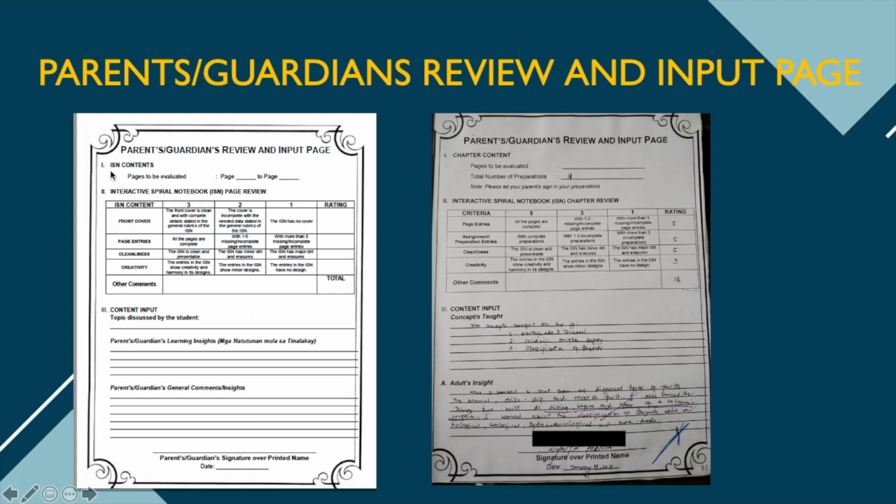There are three parts: the ISN contents, interactive spiral notebook review page, and the content input. You will let your parents review first your interactive spiral notebook, following the rubrics present in this form. After that, you will be teaching your parents or your guardian with the concept that you've learned based on the quarter or the semester. You need to let your parents write the learning insights, mga natutunan sa bagay na tinalakay. And of course, the parent or guardian can write his or her general comments and insights about the activity.